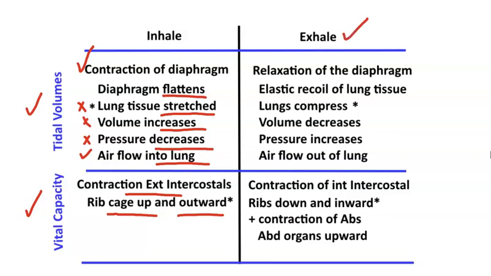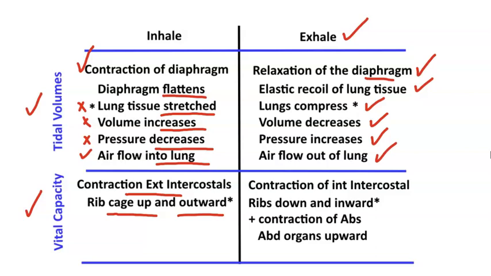Exhaling, on the other hand, requires a relaxation of the diaphragm. Lung tissue contains elastin fibers. Think of these like protein rubber bands. So that when the diaphragm relaxes, these elastin tissues recoil, compressing the lung structure, reducing the volume of the alveoli, increasing the pressure within the alveoli, forcing the air out of the lung.